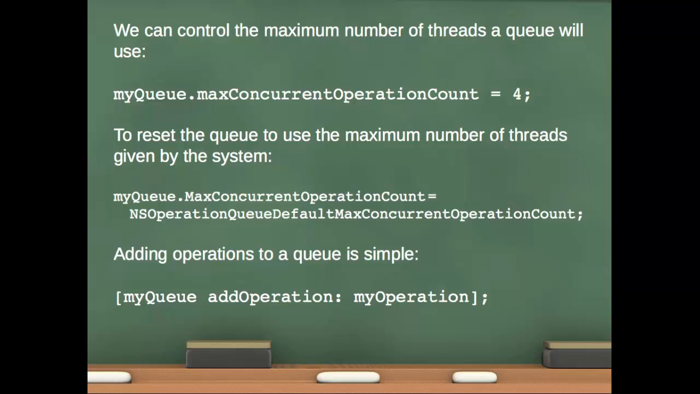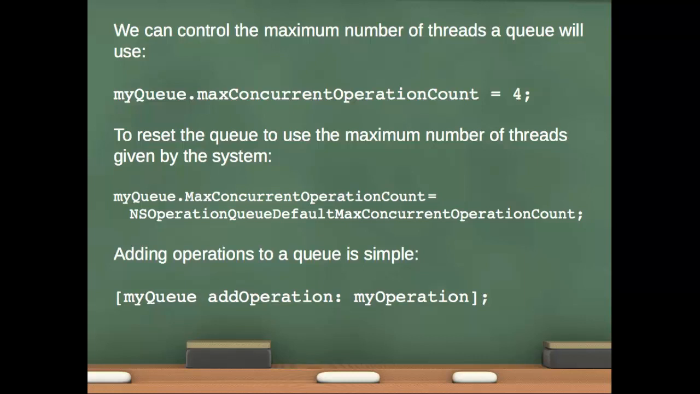So in this case, myQueue.maxConcurrentOperationCount is equal to, and this is a very long constant, NSOperationQueueDefaultMaxConcurrentOperationCount. And this will allow that queue to run with its default concurrent maximum number of threads.